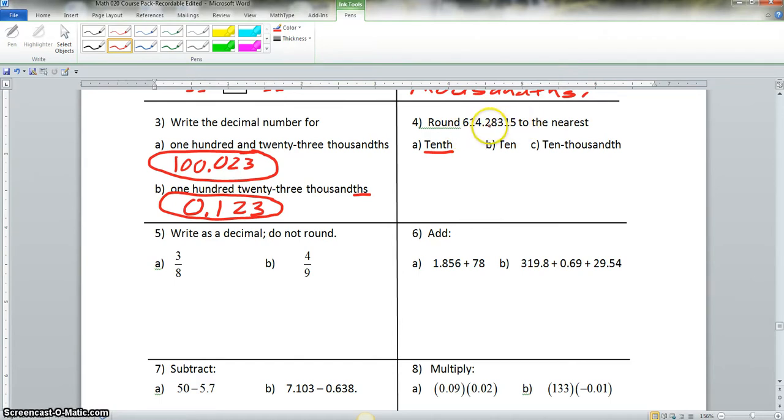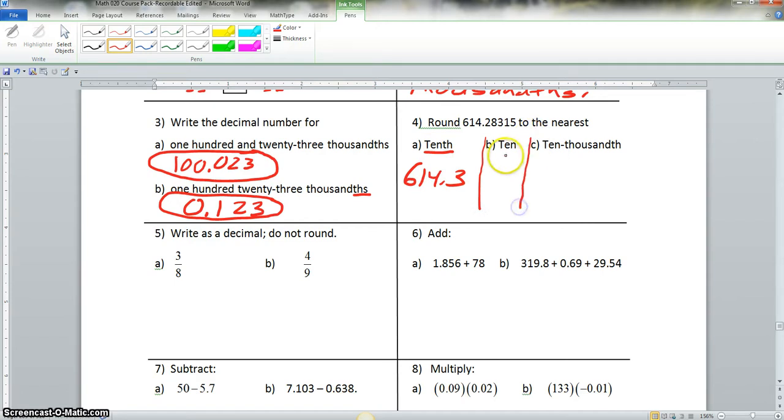So we look directly to the right of this 2. To the right of it is 8. So that's 5 to 9. And we would add 1 to this 2. So it'll be 614.3. So that'll be your answer for tenths.